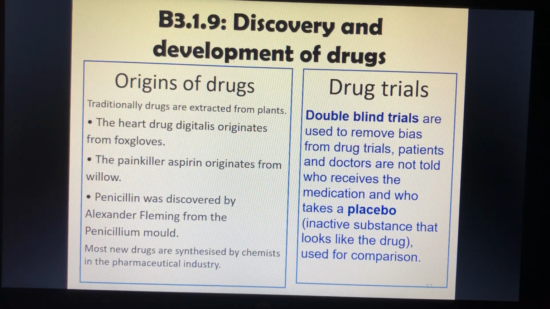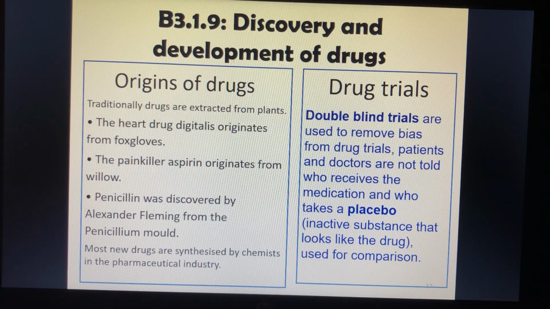We need to know some of the drugs that we can get from plants. So there's a heart drug called digitalis. Think of your digits. It comes from foxgloves, and gloves are used to put over our digits. So if you think of digitalis and your digits, your fingers, and then we put a glove on that, you come up with foxglove.